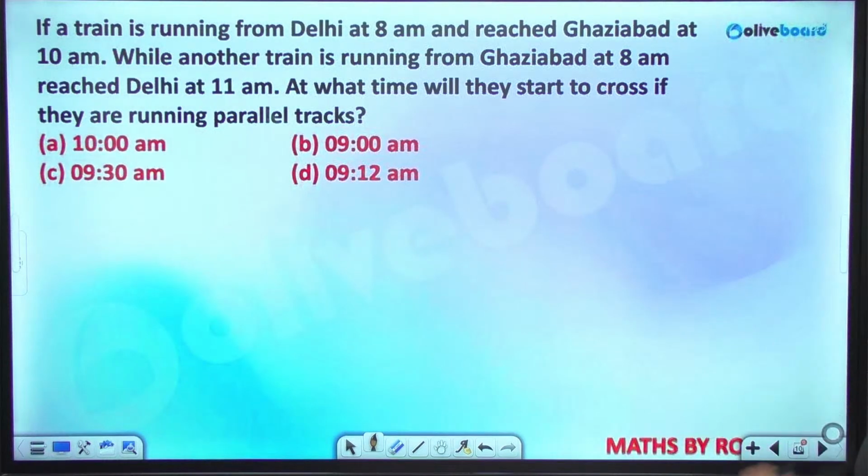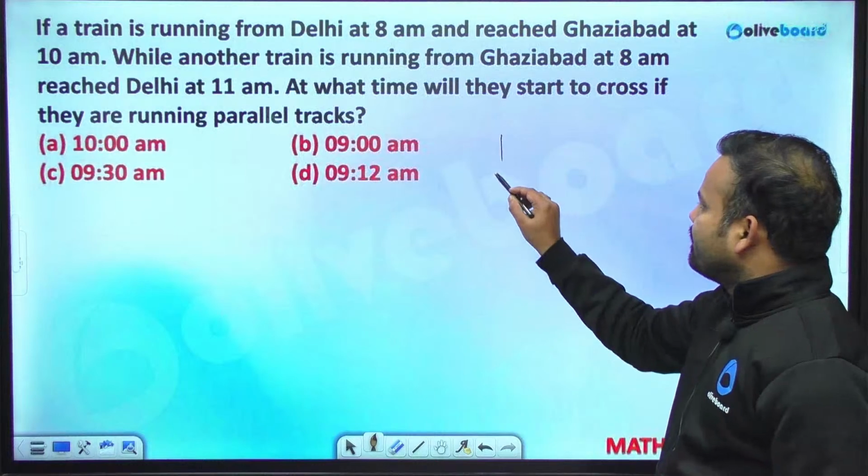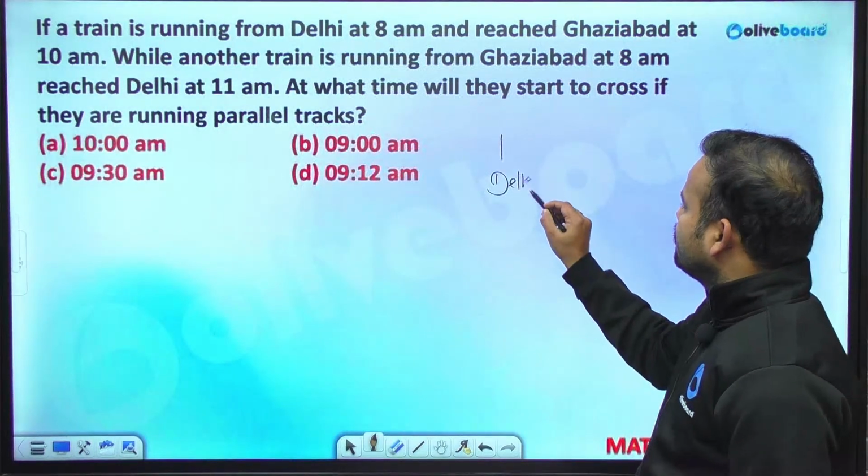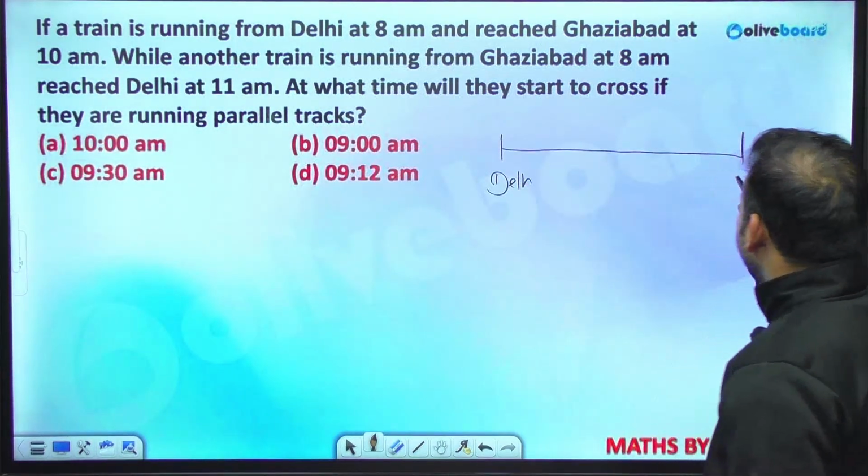A train is running from Delhi at 8 am and reaching Ghaziabad at 10 am, while the other train starts from Ghaziabad at 8 am and reaches Delhi at 11 am. That means there are two different places, that is Delhi and Ghaziabad.